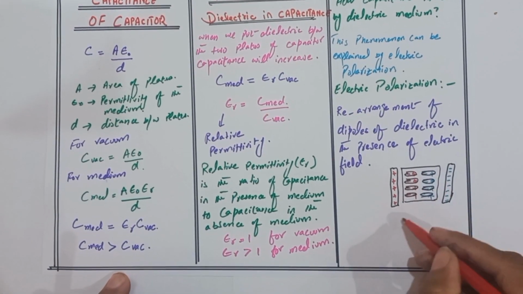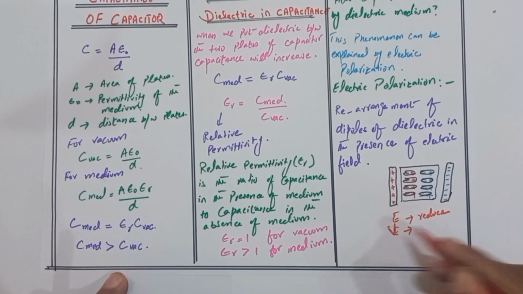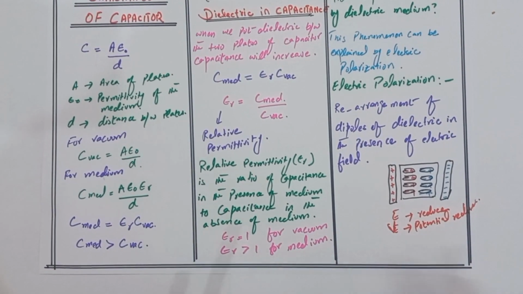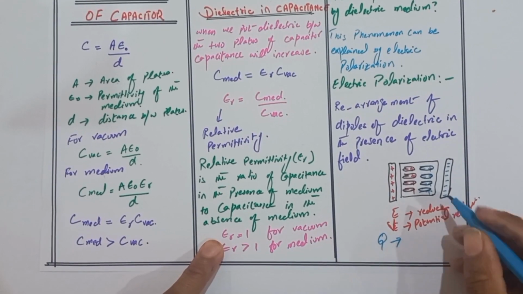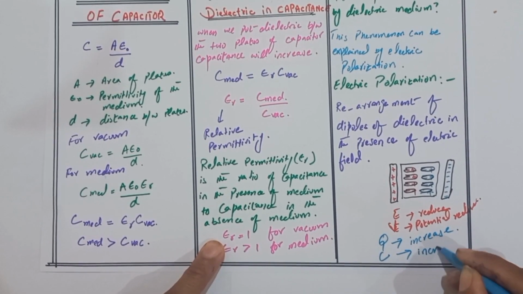The rearrangement of the dipoles reduces the electric field. When the electric field is reduced, the potential is reduced. When the potential is reduced, the charge on the capacitor will increase. When the charge increases, the capacitance of the capacitor will also increase.